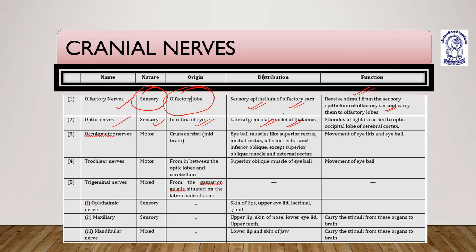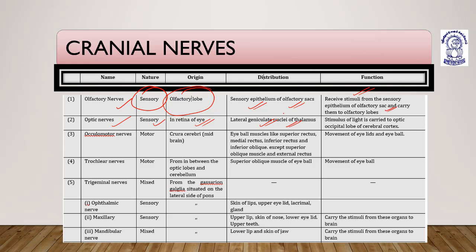The trigeminal nerve is mixed and arises from the Gasserian ganglion situated on the lateral side of the pons. It is divided into the ophthalmic nerve, maxillary nerve, and mandibular nerve. The trigeminal nerve is mixed and contains three parts. The ophthalmic nerve is sensory, maxillary is also sensory, and the mandibular nerve is mixed.